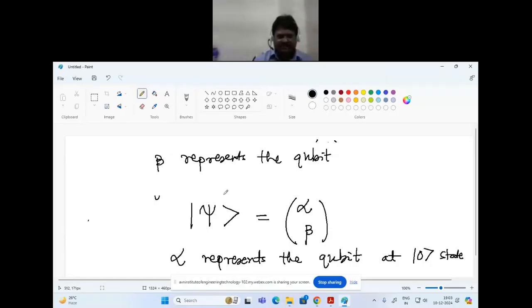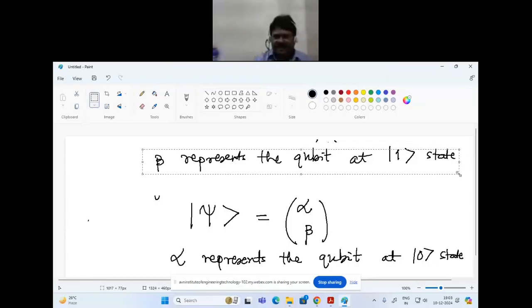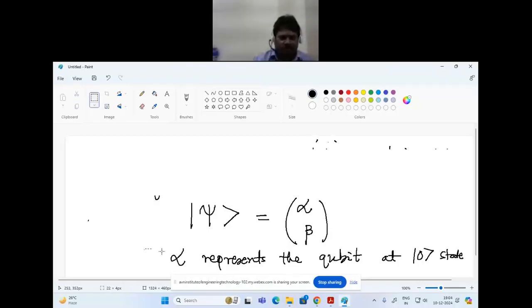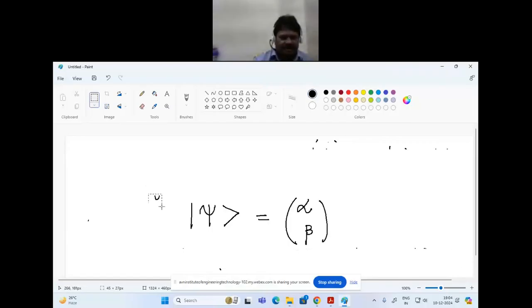Qubit means this psi, this qubit at one state. Okay, one state. Now that means this psi is at both 0 and 1 simultaneously in a superposition. That means this qubit psi is in superposition at both 0 and 1, and alpha and beta are some values. We'll talk about it. They quantify how much psi is at 0 and how much is at 1.